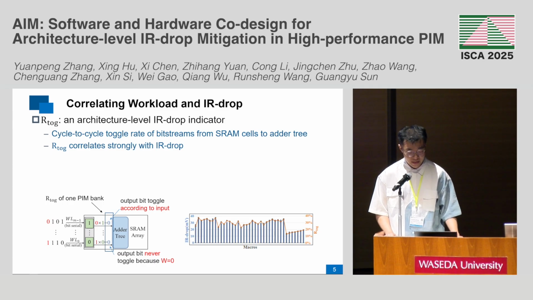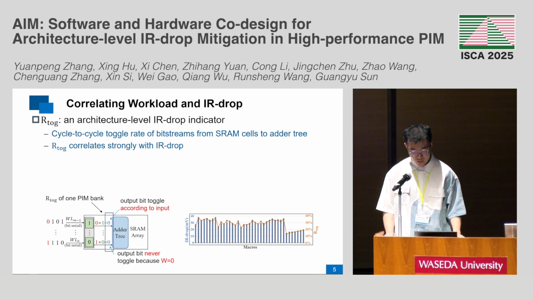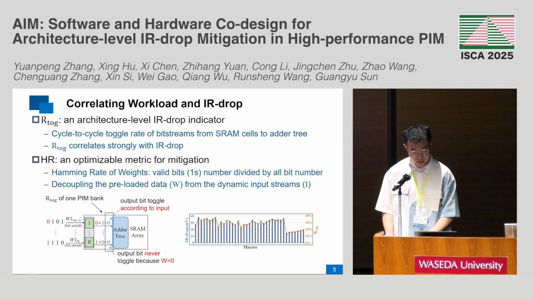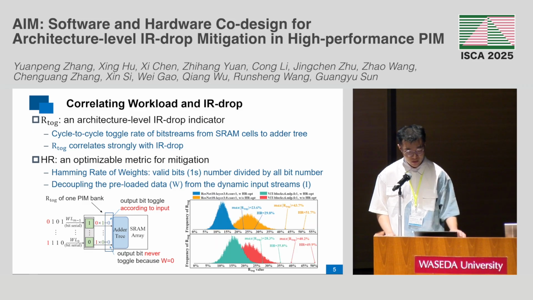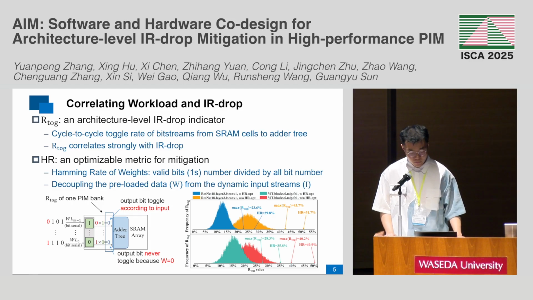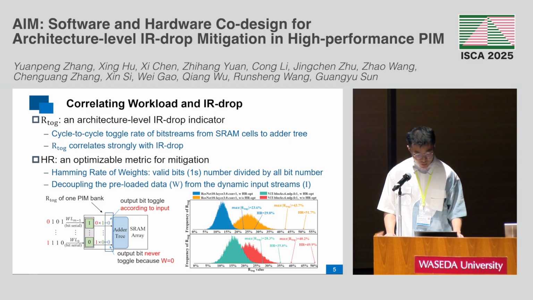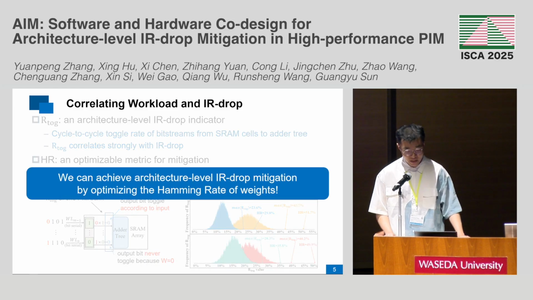Based on the observation that when the weight is 0, output bit never toggle, we introduce HR, the Hamming rate of weights. Hamming rate equals the number of valid bits divided by the total number of bits in the quantized weight. The experiment's results show that Hamming rate dominates the maximum of our toggle, and HR optimization reduces overall our toggle. Further, Hamming rate is only decided by preloaded data, and so we can achieve architecture-level airdrop mitigation by optimizing the Hamming rate of weights.